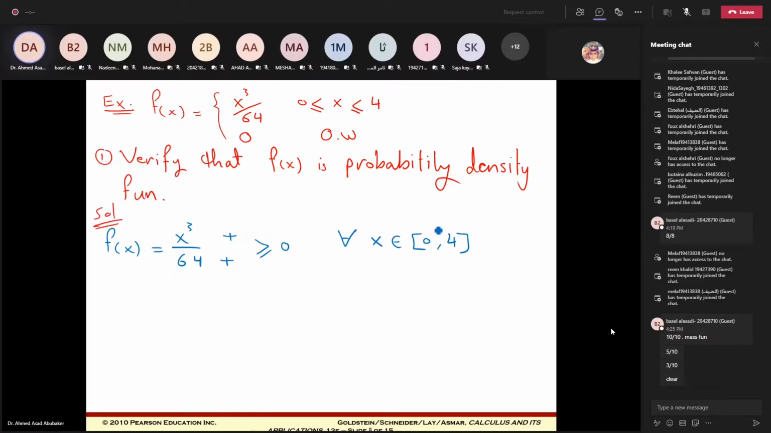Any value from 0 to 4, substitute here, we have positive over positive, because we substitute a positive, positive to the power 3 is positive, and 64 in the denominator is positive. Okay.